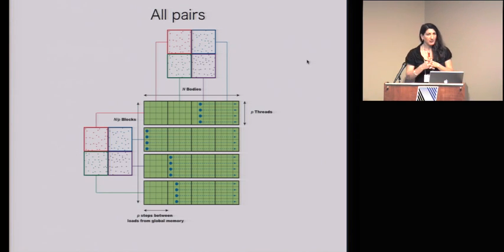So you can see that the all pairs is not very hard to understand. Now we're going to use that same model of working on the GPU for the different stages of the FMM.